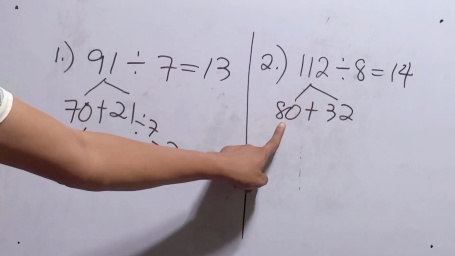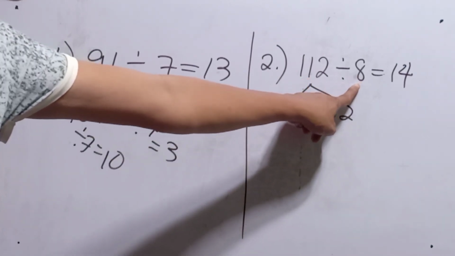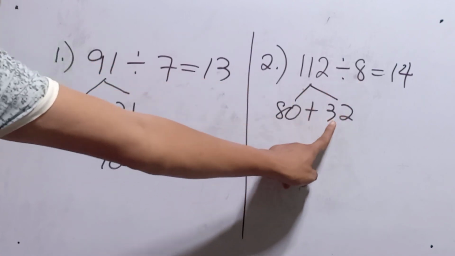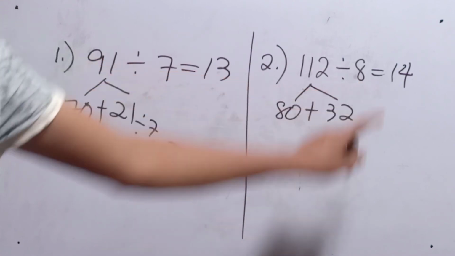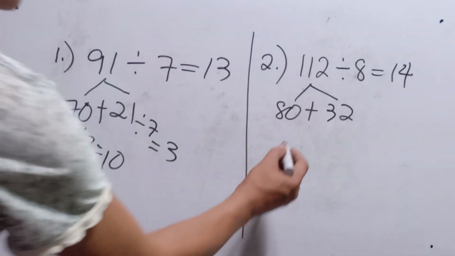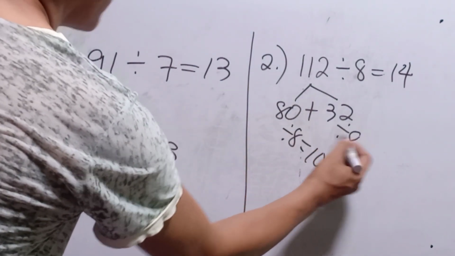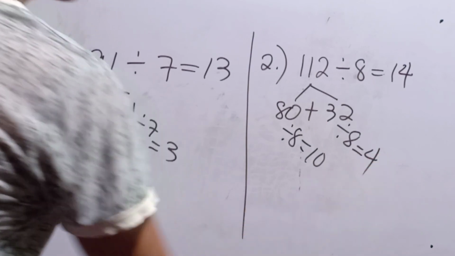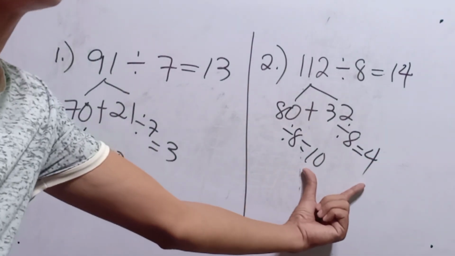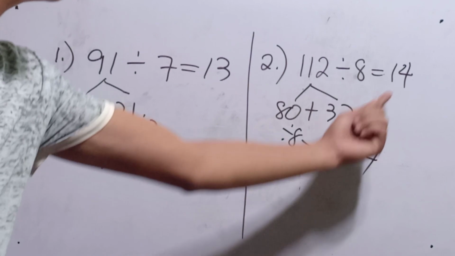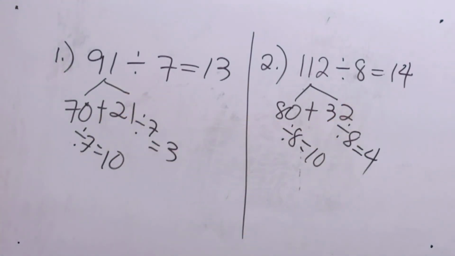And if you notice, 80 can easily be divided by 8. 32 rather, can easily be divided by 8 also. So if I'll divide this by 8, I'll get 10. I'll divide this by 8, I'll get 4. So if you add the 10 and the 4, that will give you 14. So the answer is 14.